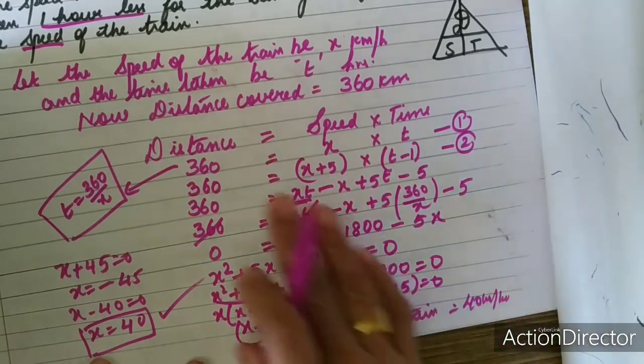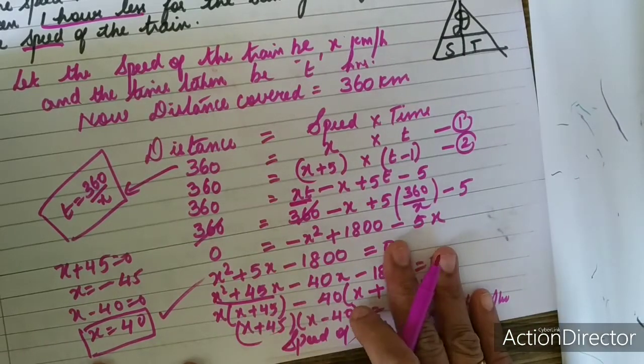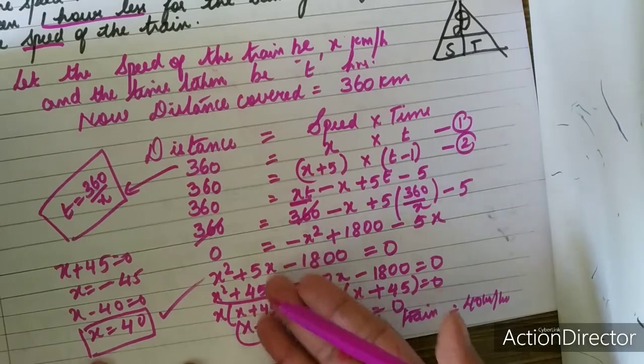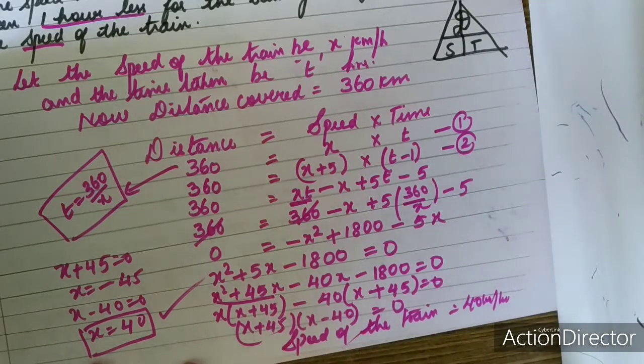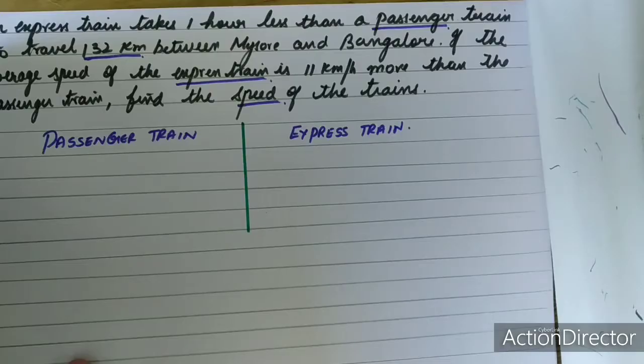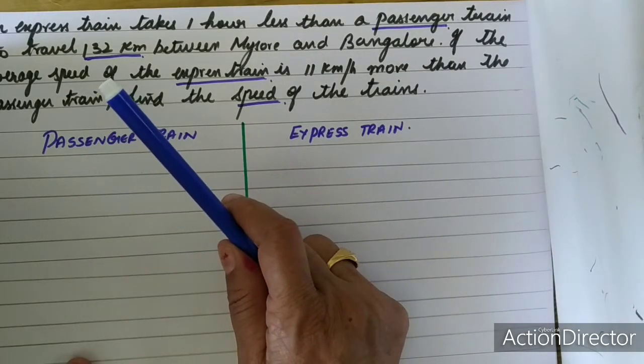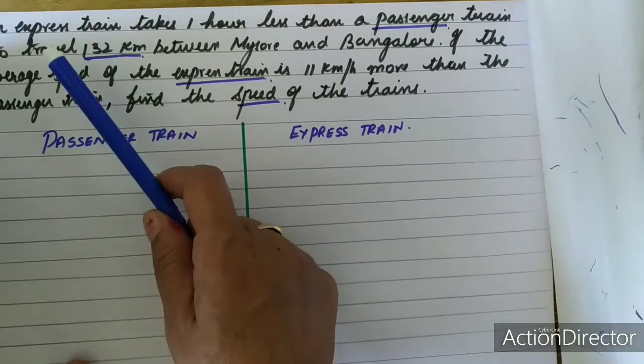So hope you understood how to form the equation first. If you are forming the equation, then it's very easy to factorize either by factorization method or by using quadratic formula. Now let me discuss one more sum based on speed, distance and time.